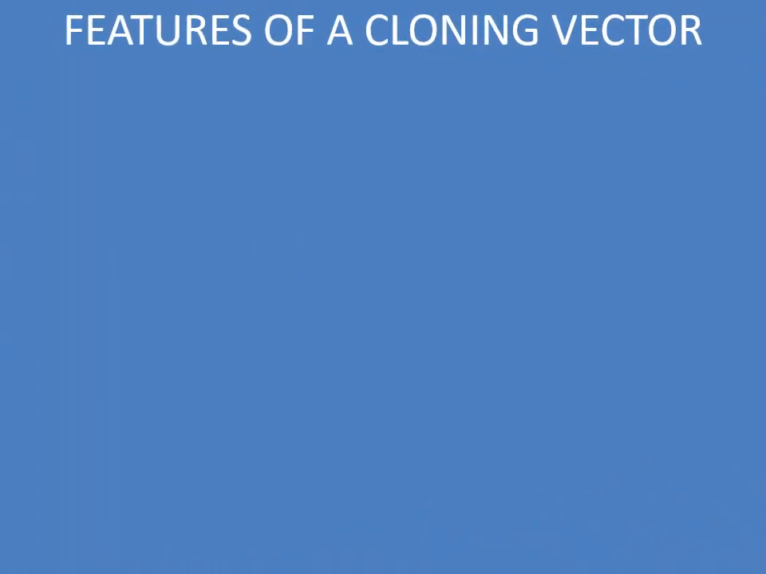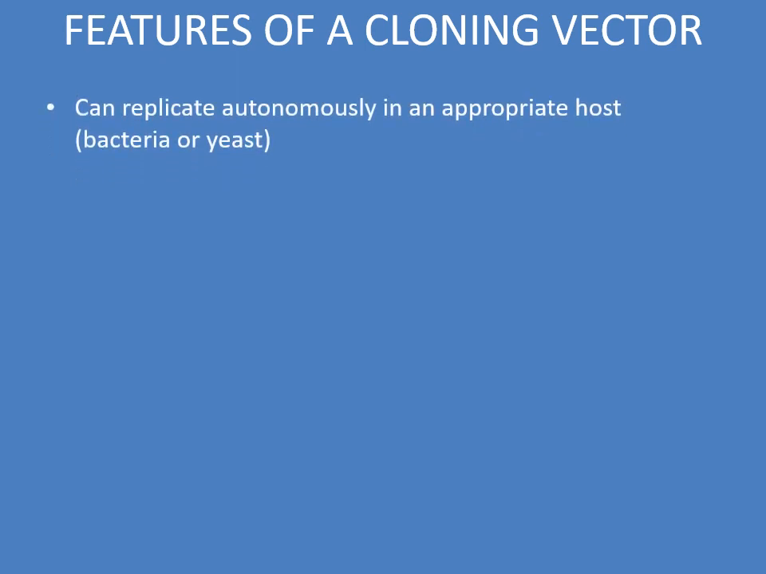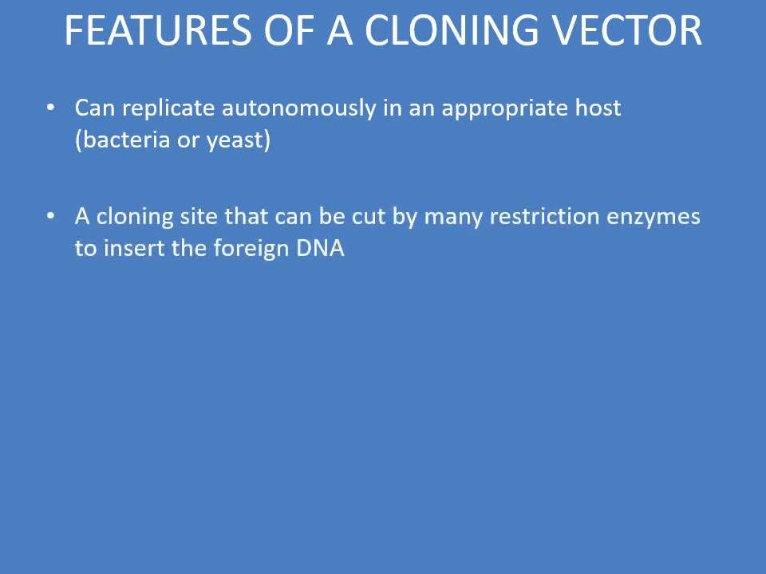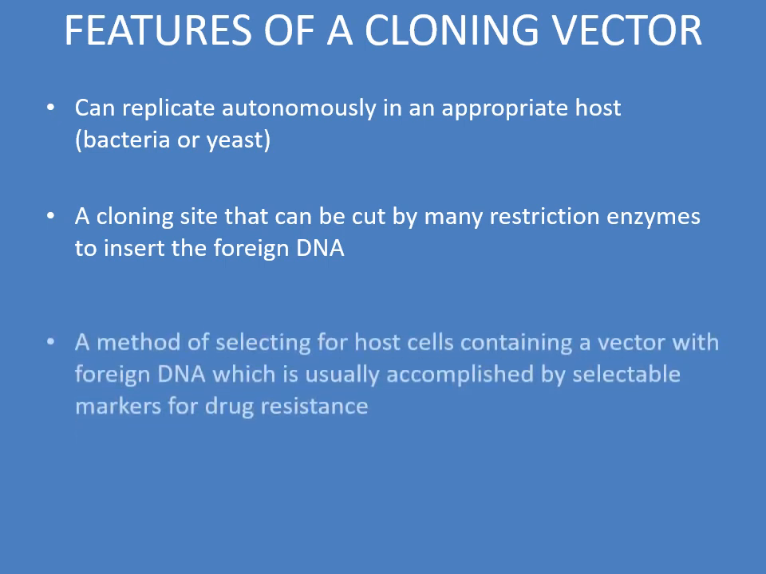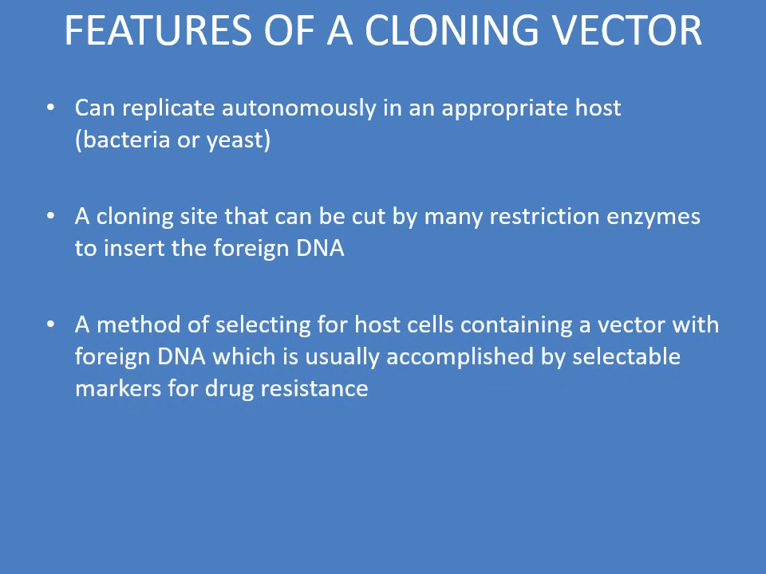Features of a cloning vector. The cloning vector must have the ability to replicate autonomously in an appropriate host, which may be a bacteria or yeast. It must have a cloning site that can be cut by many restriction enzymes to insert the foreign DNA. There must be a method of selecting for host cells containing a vector with foreign DNA, which is usually accomplished by selectable markers for drug resistance. It must be relatively easy to recover from the host cell.